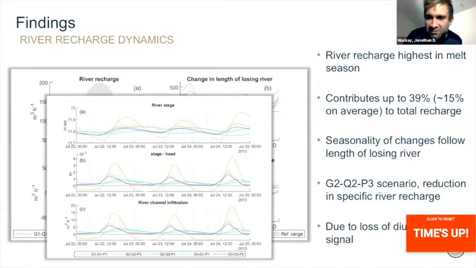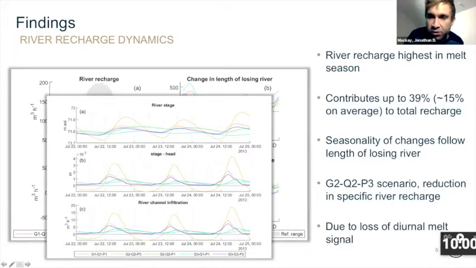Sorry, I'm very close to finishing, so I'm pretty much on my final slide. It's that diurnal variability that drives the head gradient at the river aquifer interface, and if you look at figure C, it's that diurnal variability that drives river channel infiltration. It's the glacier retreat and the subsequent loss of that diurnal variability in the hydrograph that causes that reduction in river recharge. So we're seeing here for the first time a mechanism by which glacier retreat could inhibit recharge and could make proglacial groundwater systems vulnerable to climate change.